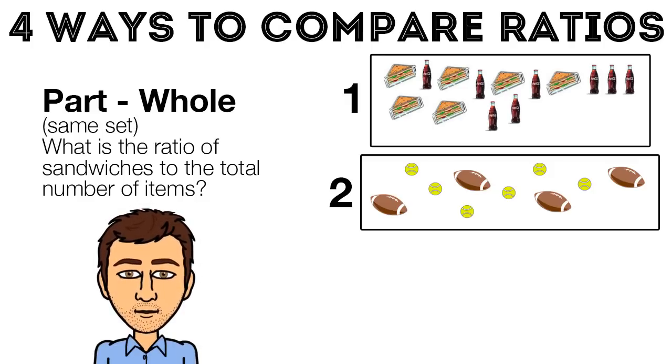And so there's 4 ways that we are going to compare ratios. The first way we're going to do is a part to whole in the same set comparison. So let's work this out together. What is the ratio of sandwiches in set 1 to the total number of items in set 1? Take a moment right now, pause the video, come up with your answer, and then unpause it and we'll talk about it.